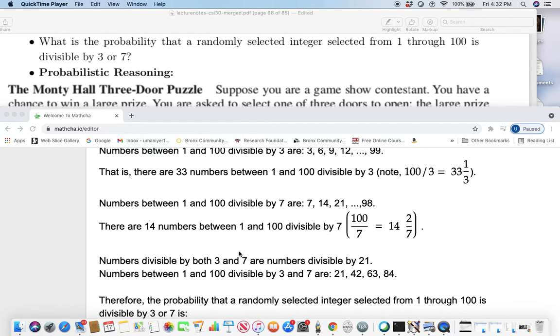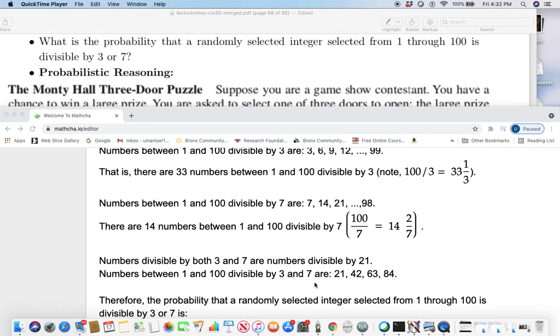What about numbers divisible by both 3 and 7? Well, if you are divisible by both 3 and 7, you are divisible by 21. So which numbers between 1 and 100 are divisible by 21? 21, 42, 63, 84. That's it. After that is 105, which is beyond 100. So there are 4 numbers divisible by both 3 and 7.